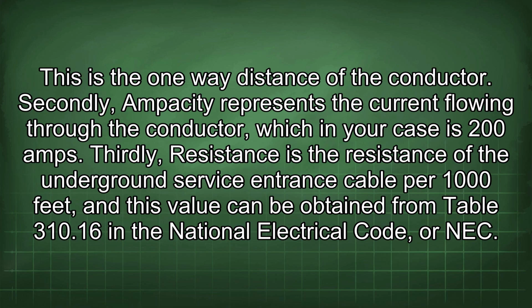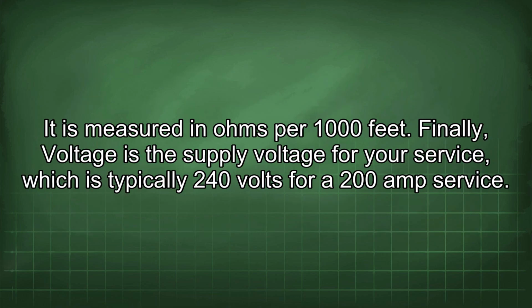Thirdly, resistance is the resistance of the underground service entrance cable per 1000 feet, and this value can be obtained from Table 310.16 in the National Electrical Code, or NEC. It is measured in ohms per 1000 feet. Finally, voltage is the supply voltage for your service, which is typically 240 volts for a 200 amp service.